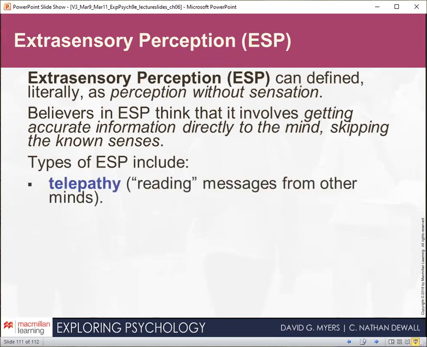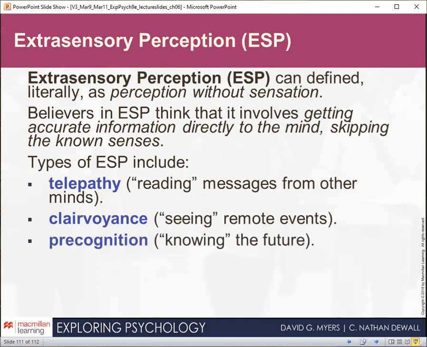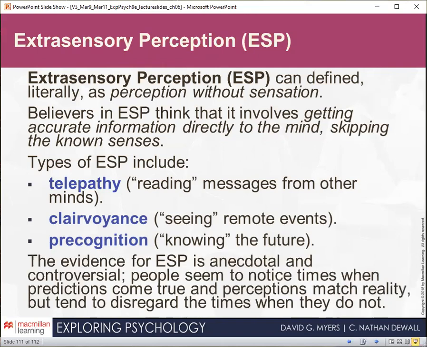We have telepathy, reading messages from other minds; clairvoyance, seeing remote events. You're not presently there, but you can see something that's happening 1,000 miles away, for example. Precognition, knowing the future, knowing that something's going to happen at such and such time on such and such day, and knowing that this is something that's going to happen. So you're predicting. Precognition.